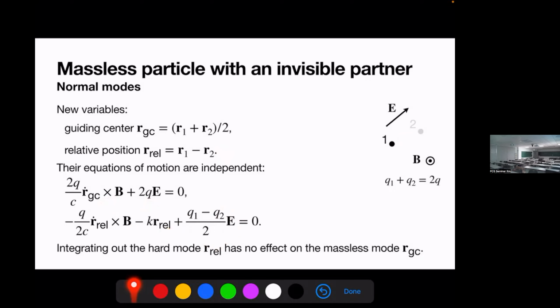So if you say, suppose I choose the relative motion to be the invisible mode, and I integrate it out, the two equations are completely separate. So integrating out the relative motion has no effect on the guiding center. And so you would then obtain a completely massless motion for the guiding center. But I want to remind you that it's not the relative position that's invisible to us. It's the position of particle 2 that's invisible. So we'll have to integrate out position R2 instead and see what it does to R1.